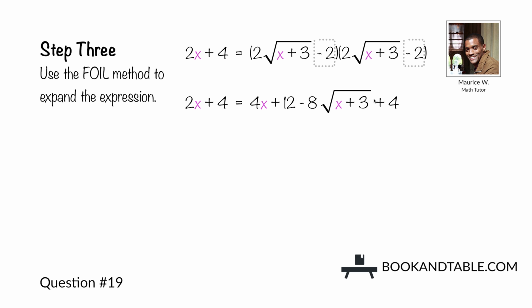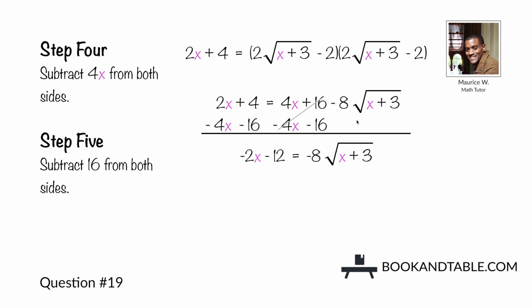So now we want to isolate our second radical. So we'll move all the other terms over to the left side. We'll combine the 12 and the 4 to give us 16. And now step 4, subtract 4x from both sides. In step 5, subtract 16 from both sides, giving you 2x minus 4x, which is negative 2x. 4 minus 16 is negative 12, is equal to negative 8 radical x plus 3.